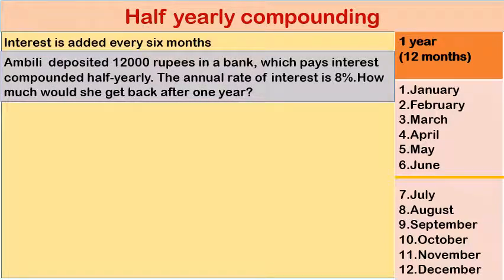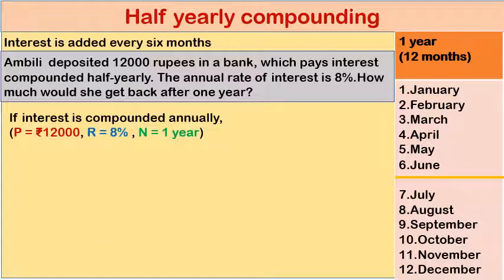Let us see one example. Ambili deposited 12,000 rupees in a bank which pays interest compounded half yearly. The annual rate of interest is 8%. How much would she get back after 1 year? Children, you know, if interest is compounded annually, we directly write principal P equal to 12,000 rupees, rate of interest R equal to 8% and number of periods N equal to 1 year. But here we are going to calculate interest compounded half yearly. So there are some changes in rate of interest and number of periods.